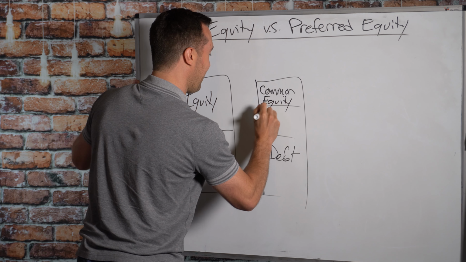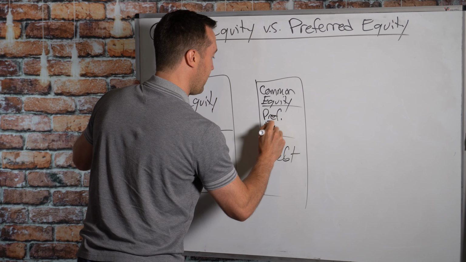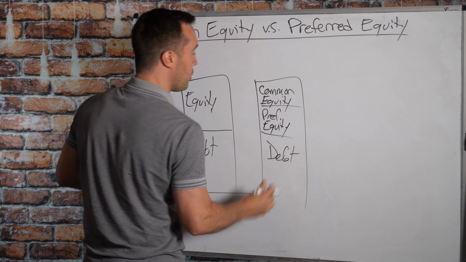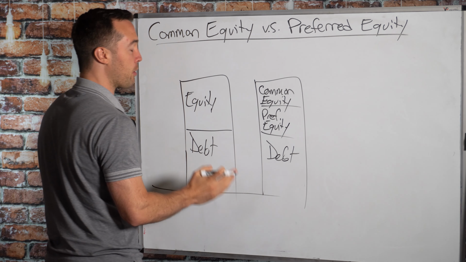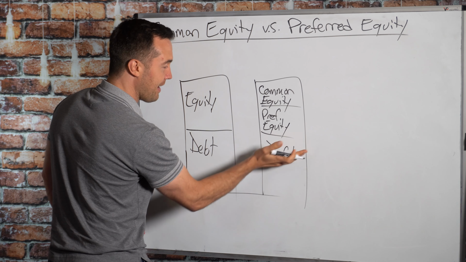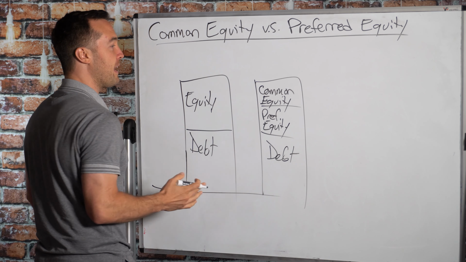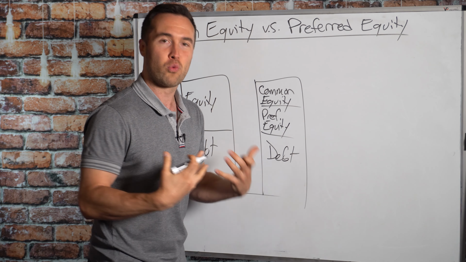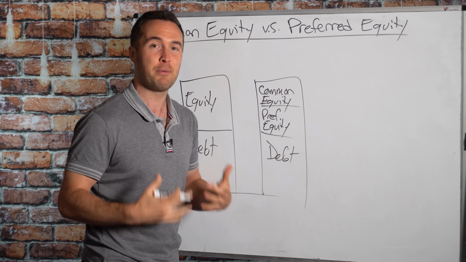Okay, common equity, and we'll have preferred equity, often called pref equity. So you'll see that preferred equity is lower on the stack than common equity. So that means that as things get paid, the debt gets paid, and then preferred equity gets paid, and then common equity gets paid last. So if we're looking at risk, common equity carries the highest amount of risk because they are the last people to get paid.